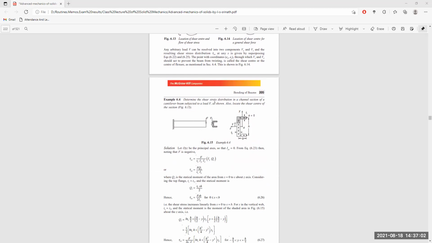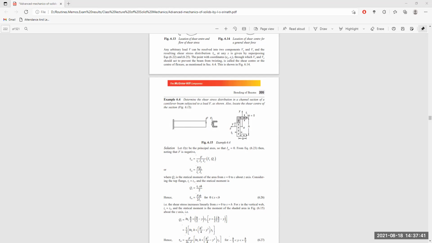We have to determine the shear stress distribution of a channel section of a cantilever beam subject to load F, as shown. Also, locate the shear center of the section. So what we have to do is find the shear stress distribution and the shear center of the beam section. Our section is the channel section like this, and the beam is a cantilever, fixed at the left end and loaded at the right end. But the load is not exactly on the beam itself, but on a projection of the beam. The reason I will explain afterwards.